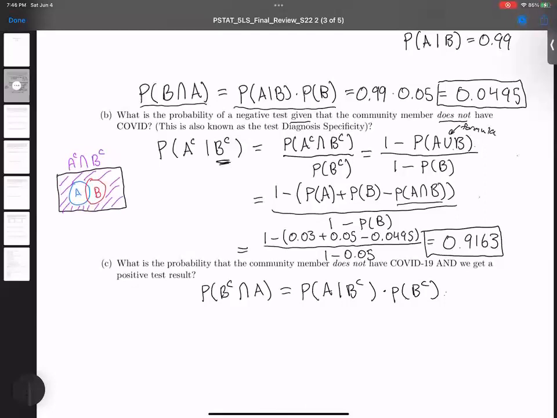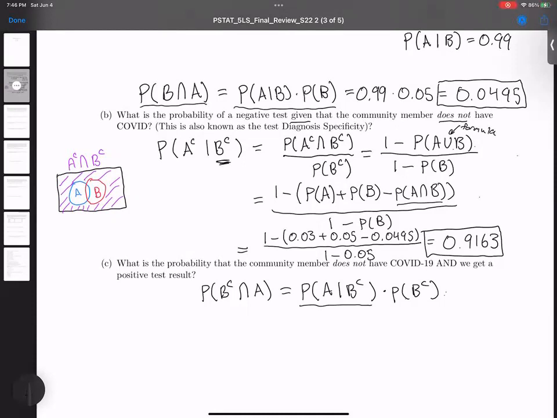So again, if I were to just divide the B complement to the other side of this equation, that's one of the formulas for conditional probability explicitly. It may not look like we have a lot here, because A given B complement, what the heck is that? Well, let's think about what A given B complement means. This is the probability of getting a positive test result given that the person doesn't have COVID.